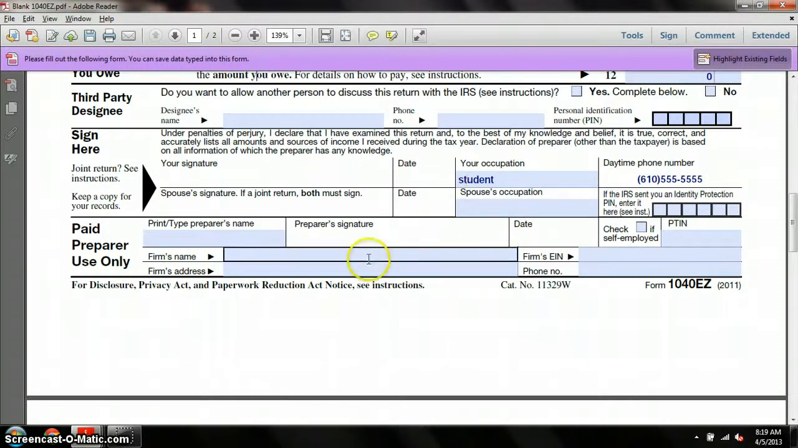The last section here would be paid preparers use only. This would be if you're paying somebody, you know, an accountant, a tax preparer, some type of person, maybe an organization to fill out your tax return for you. They will fill it out for you, and they have to put all of their information in here and sign it and date it.